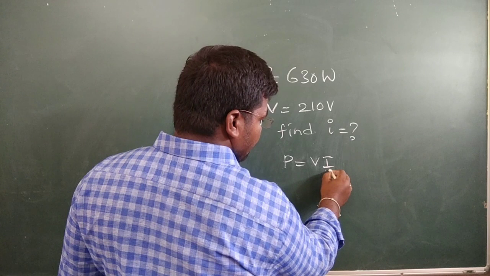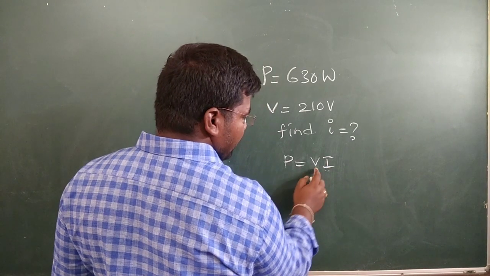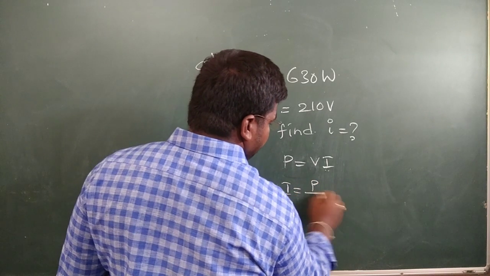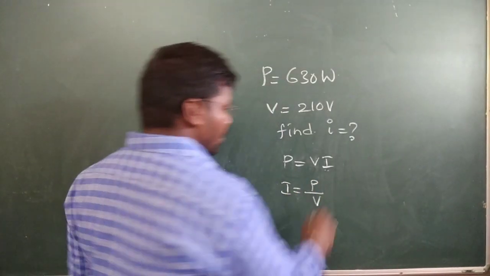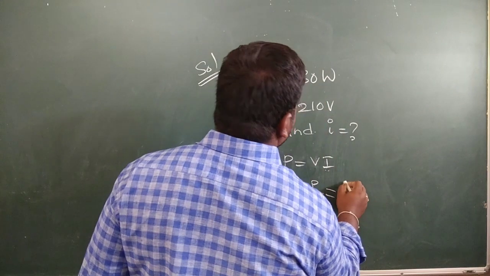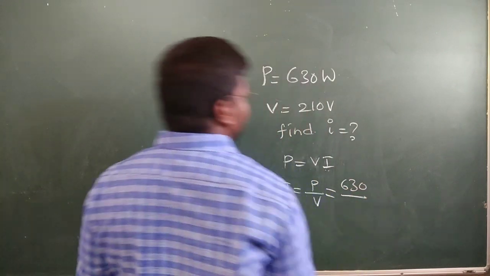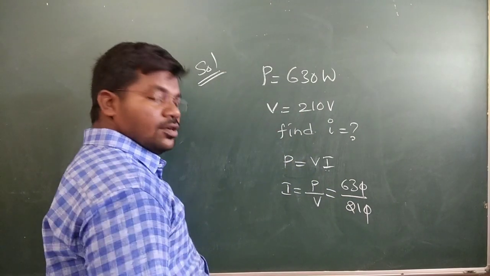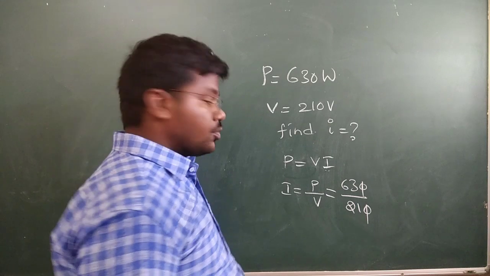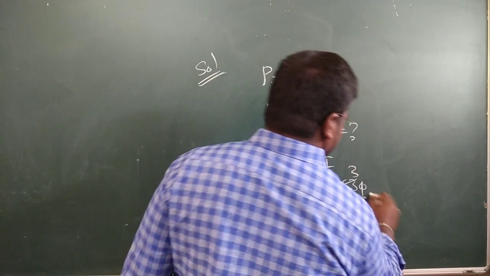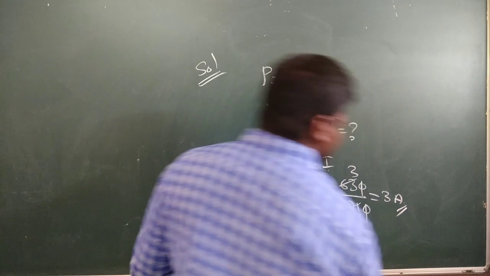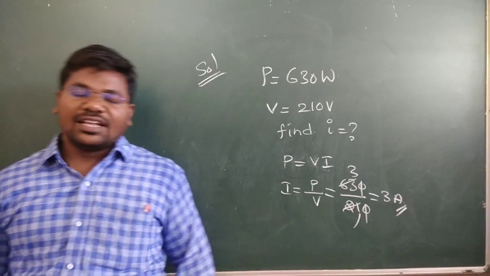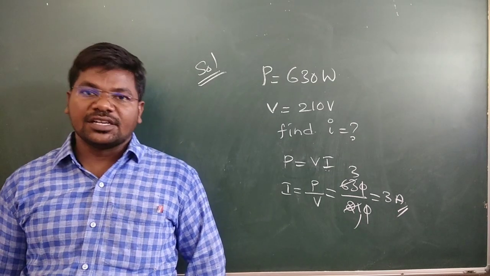I have to find the I value. I is equal to P by V. Understand? What is the value of P? 630 divided by 210. 0, 0 gets cancelled. 21 threes are 63, so 3 amperes. The current we have to find, the current value is 3 amperes.